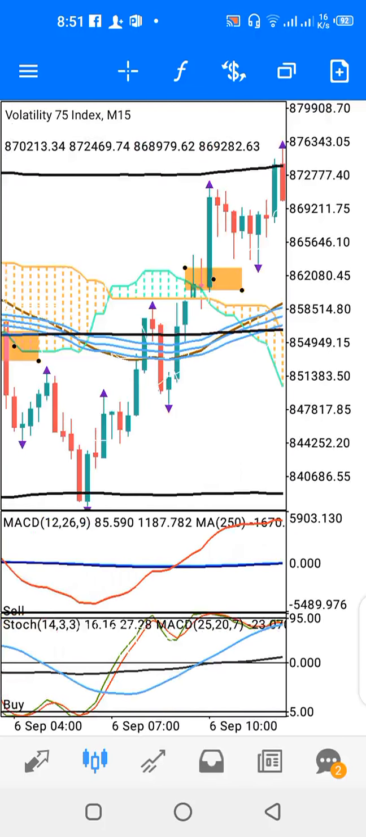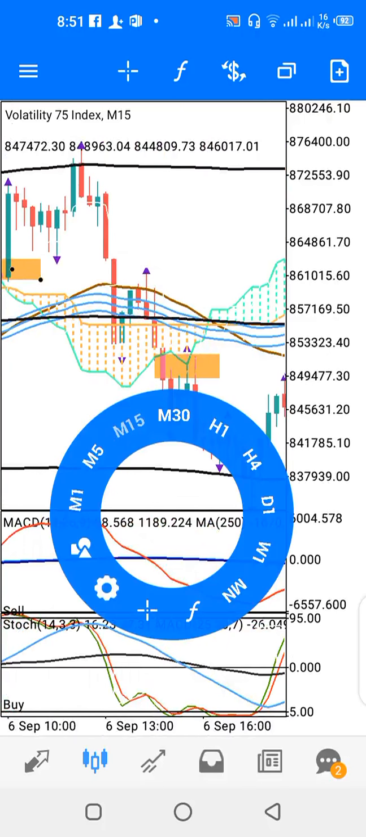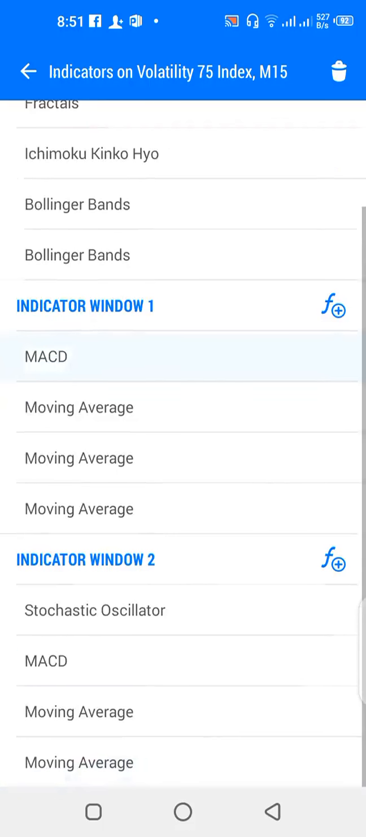So for indicator window one, let's look at the settings. In indicator window one, we have MACD.